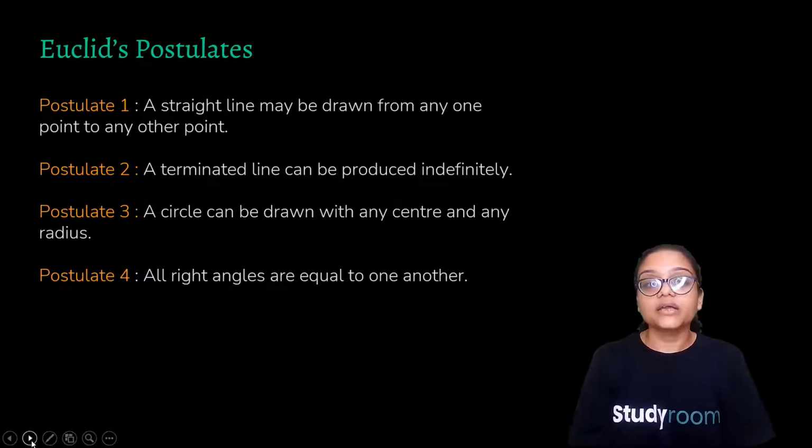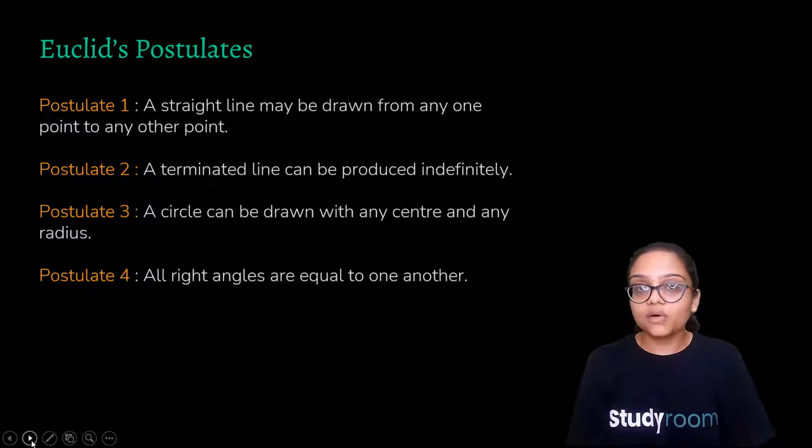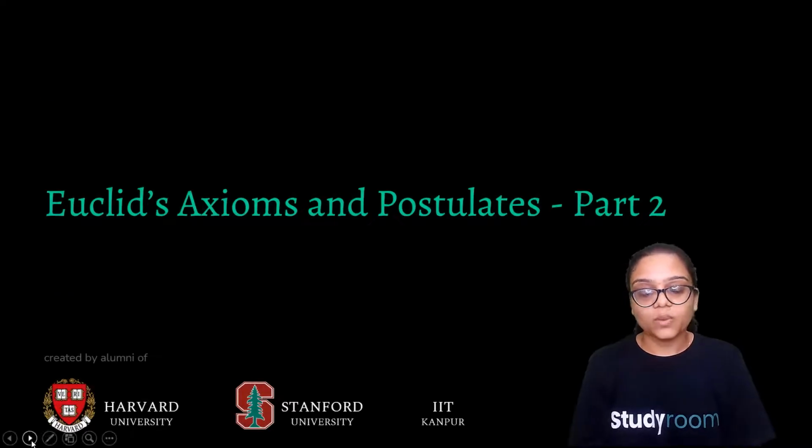We have covered that. Now the third postulate: a circle can be drawn with any center and any radius. Obviously, if a center and a radius are given to you, you will first mark the center on a plane, and then according to the radius, you will draw a circle. Postulate 4: all right angles are equal to one another. Now, moving towards further Euclid's axioms and postulates.